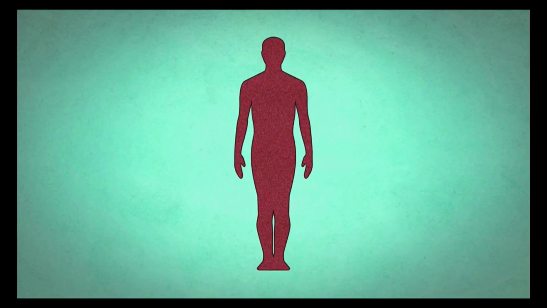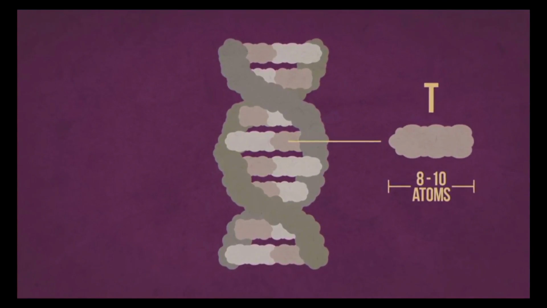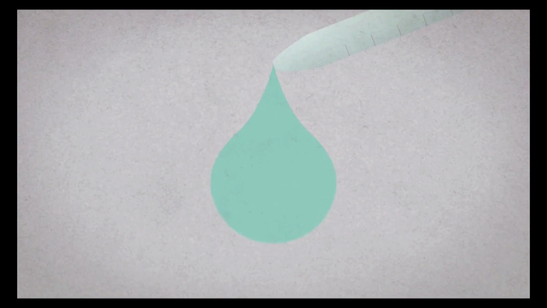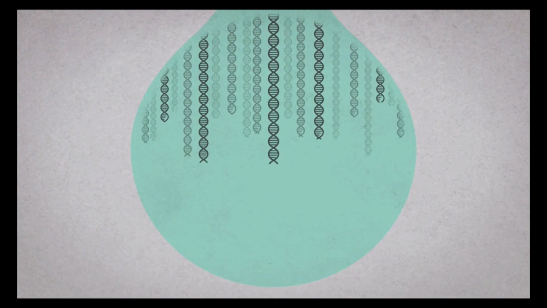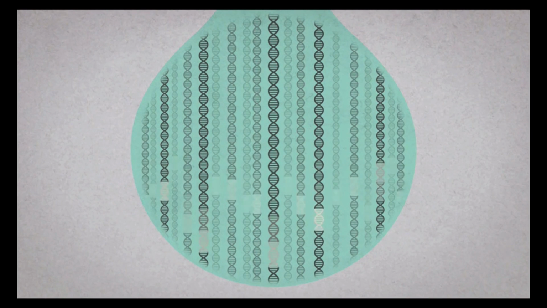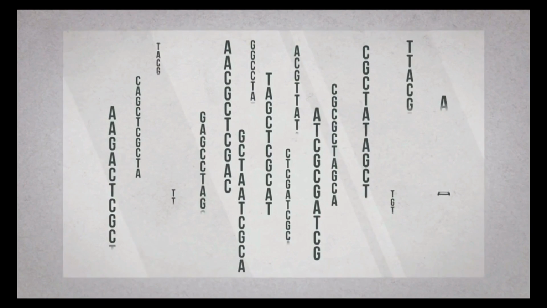The individual letters of DNA, the A's, T's, G's, and C's, are only 8 or 10 atoms wide, and they're all packed together into a clump, like a ball of yarn. So, to get all that information out of that tiny space, scientists first have to break the long string of DNA down into smaller pieces. Each of these pieces is then separated in space and sequenced individually.